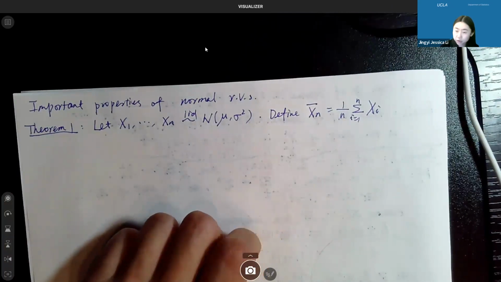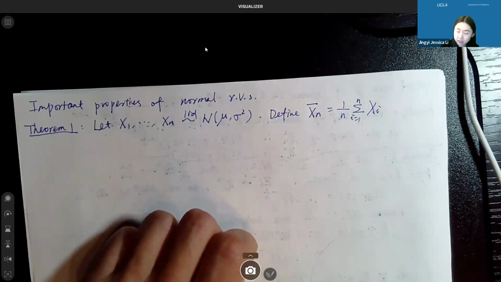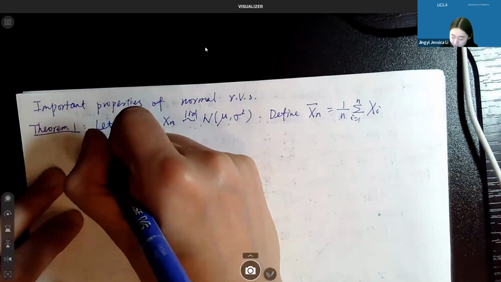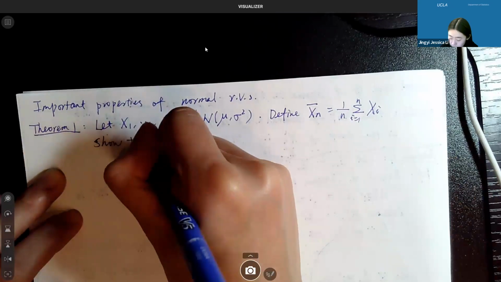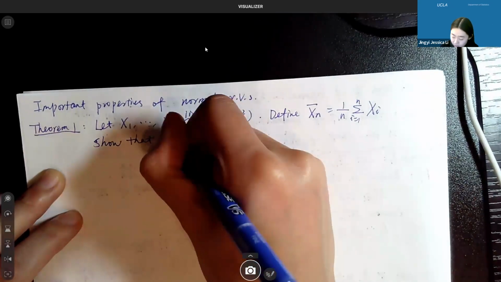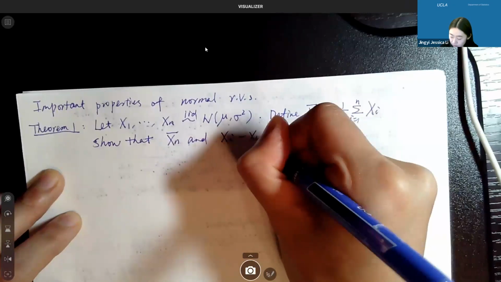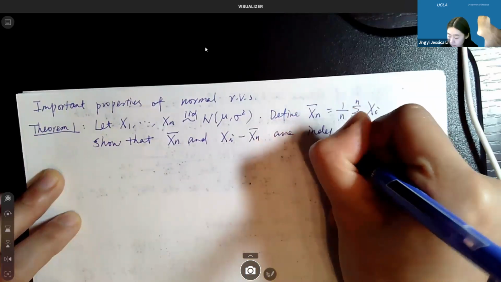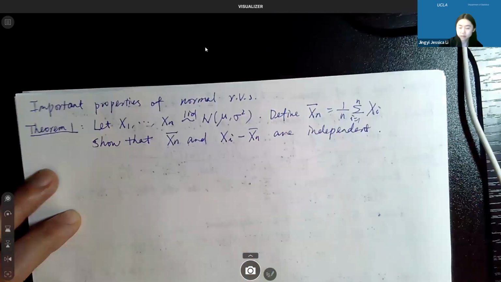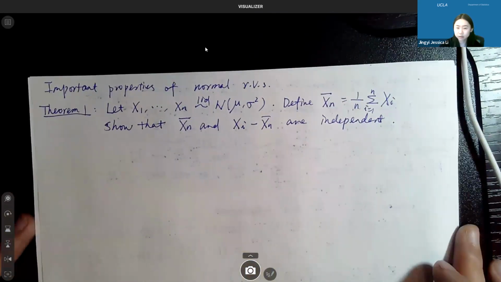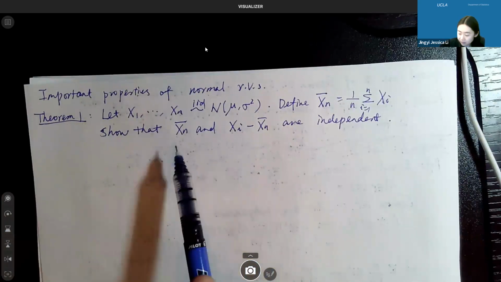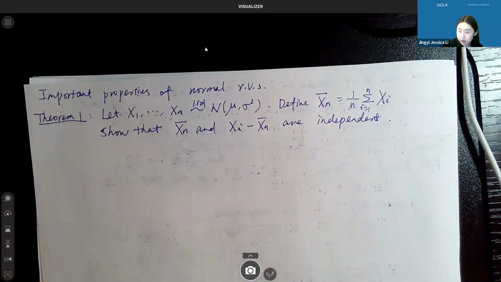Okay, now we're going to show a very interesting property. This property doesn't hold in general, but it does for normal random variables. So we're going to show that X_n bar and X_i minus X_n bar are independent. This statement looks counterintuitive at first glance because X_n bar is involved in both terms. Then how can the two terms be independent? That might be a question you would wonder.